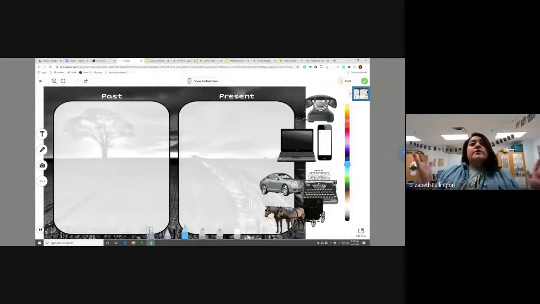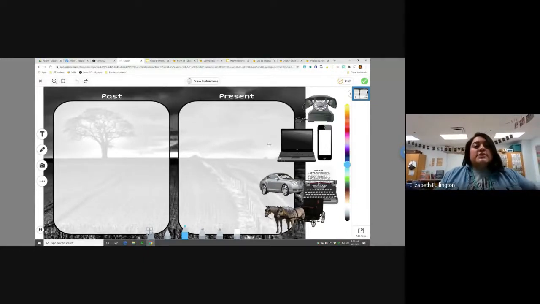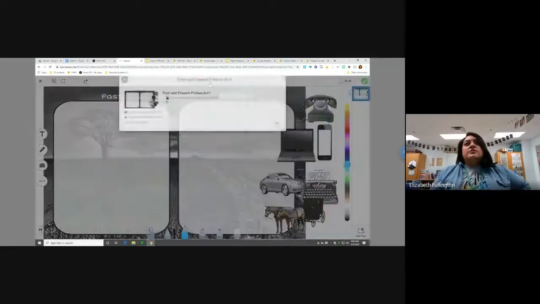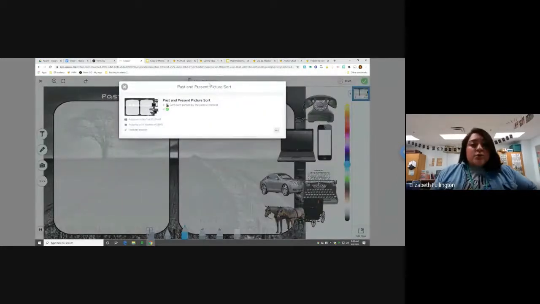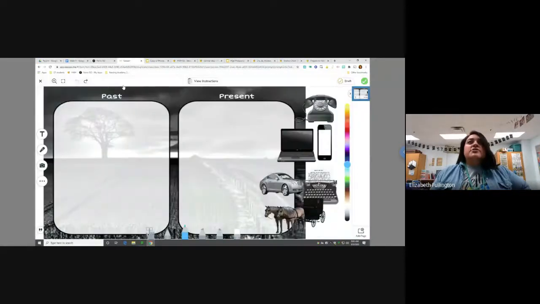All right, guys, so we are focusing on past and present right now, but we're going to put future to the side. So let's go ahead and do this sort together. So it says right here at the top, past. And on the top over here on this other side, it is present. So let's view the instructions. So the instructions say, 1, sort each picture by the past and the present. And then we're done. We press the green check mark.